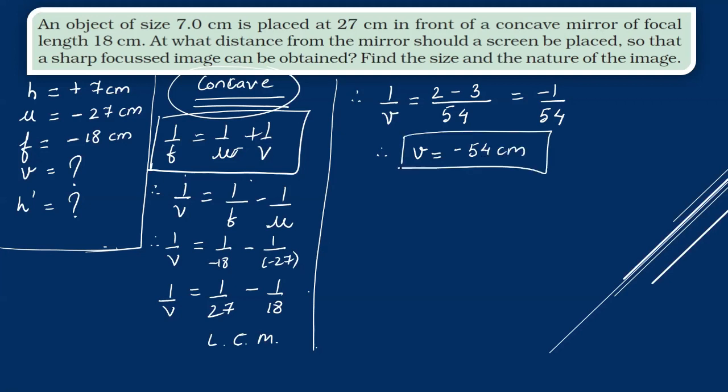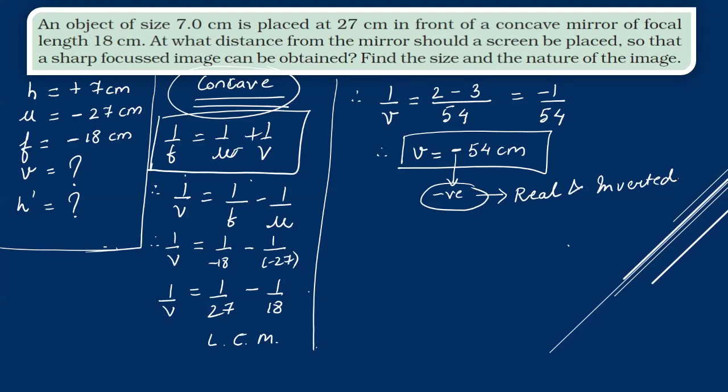So we got our image position. What is the image position? The image will be formed at a distance of 54 centimeters. Okay, but what will be the nature of the image? Where will it be formed? It will be decided by the sign of v. So the sign of v says it's negative. The negative sign tells us that the nature of the image is real and inverted. So if it's real and inverted, it is going to be formed at a distance of 54 centimeters in front of the mirror.